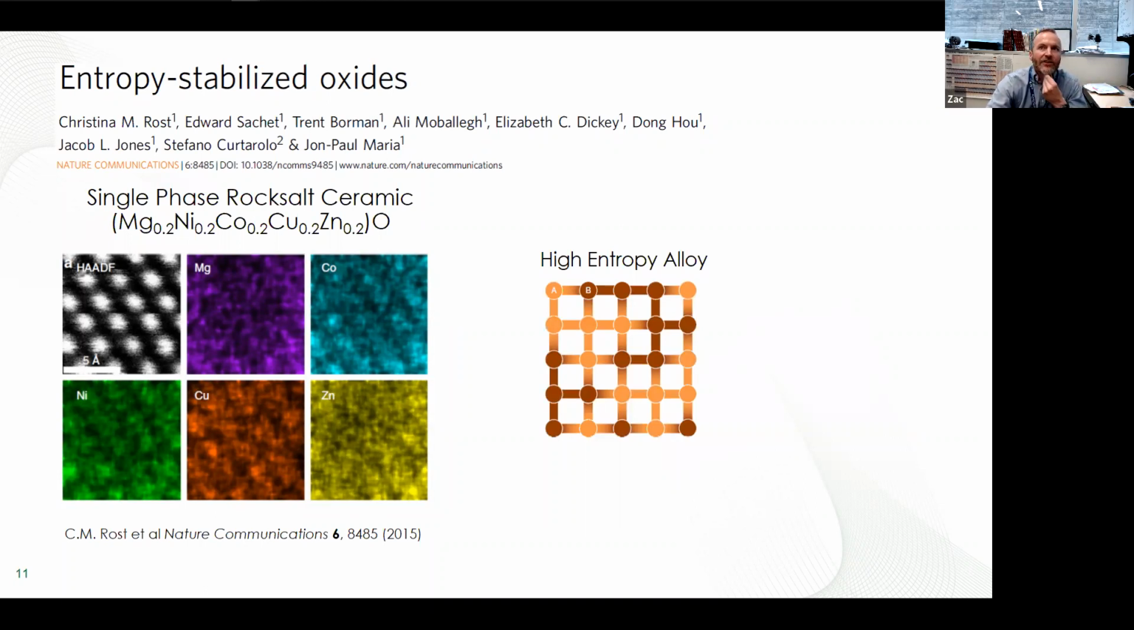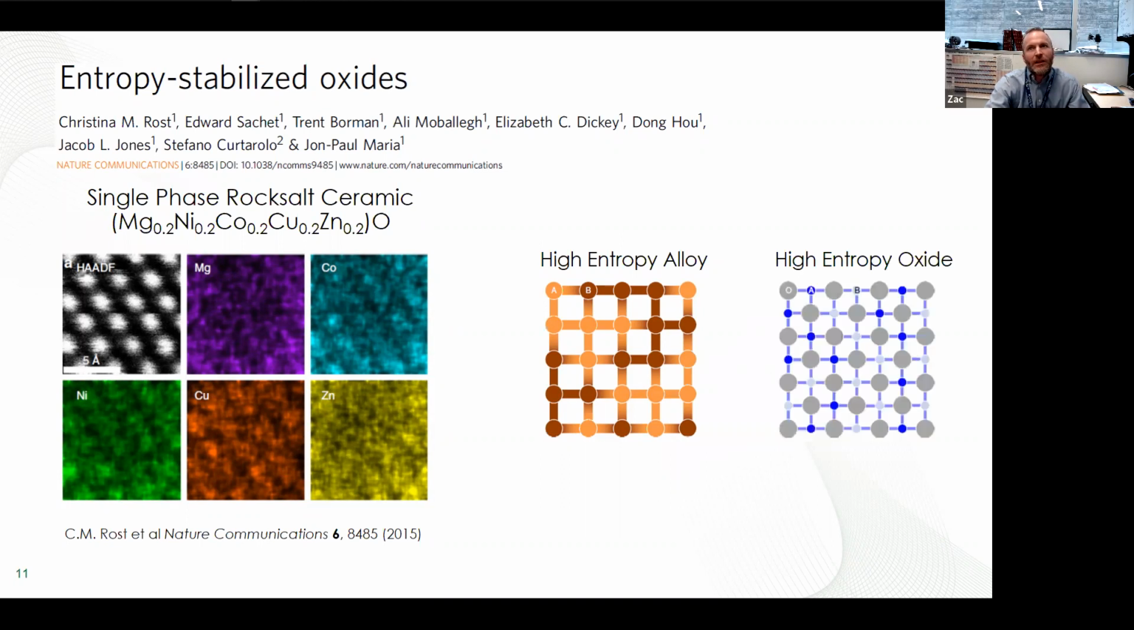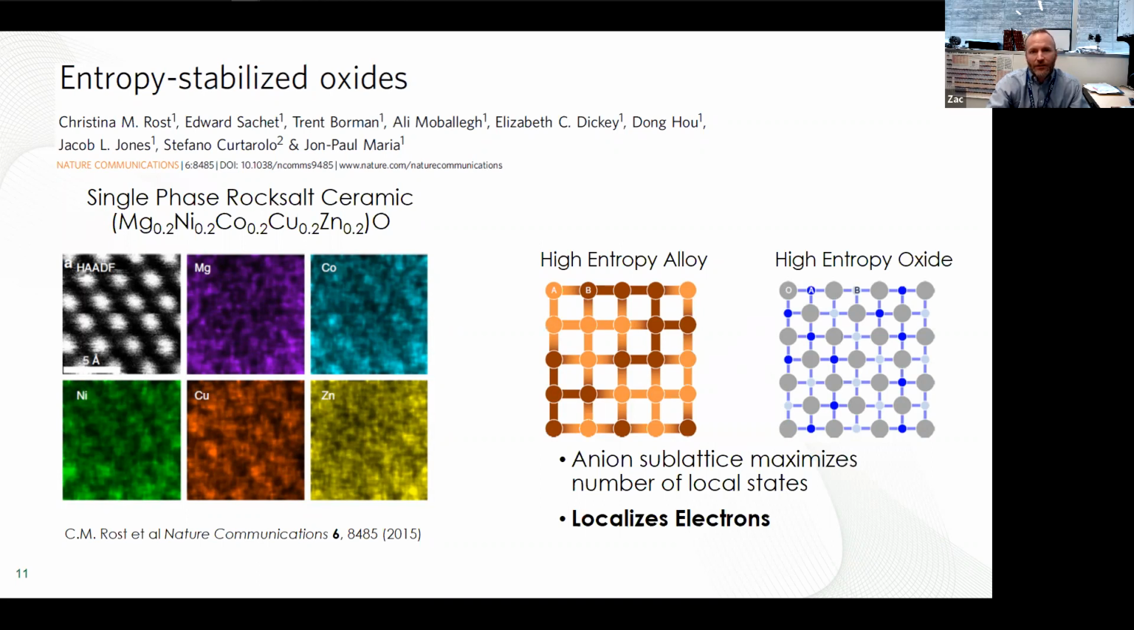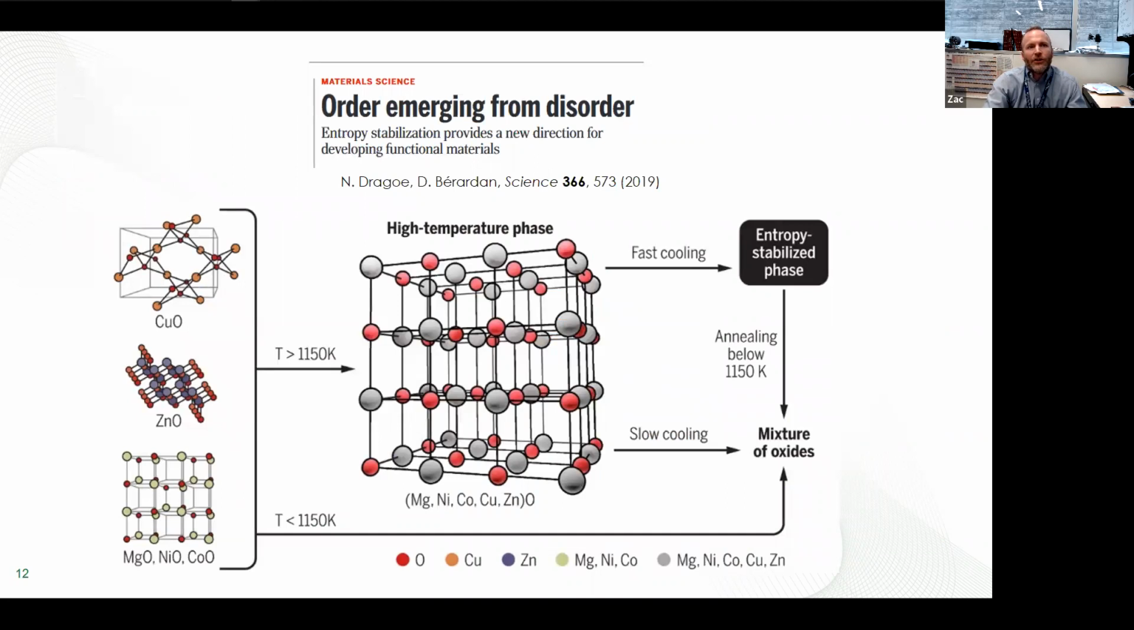So if we think of the high entropy alloy, how the metal-metal bonding works, basically your electrons are kind of smeared throughout the system. In the high entropy oxides, you put this oxygen sublattice in there that greatly increases the number of microstates you have, but it also does something exciting with localizing electrons. And for those of us in correlated systems, this is something that perked our ears up and got us involved.